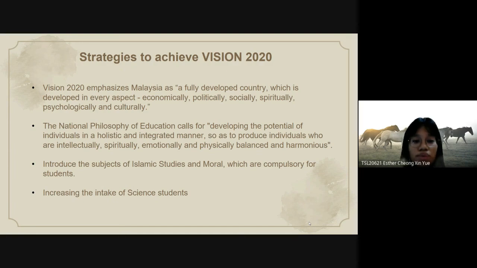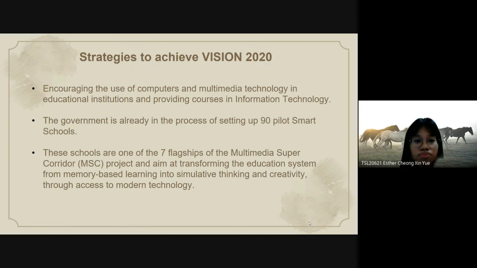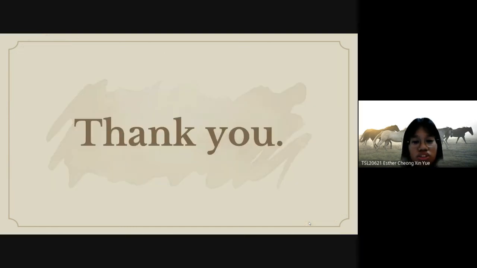Introduce the subjects of Islamic studies and moral, which are compulsory for all the students. Increasing the intake of science students. Encouraging the use of computers and multimedia technology in educational institutions and providing courses in information technology. The government is already in the process of setting up 19 pilot smart schools. These schools are one of the 7 flagships of the Multimedia Super Corridor MSC project and aim at transforming the education system from memory-based learning into stimulative thinking and creativity through access to modern technology.